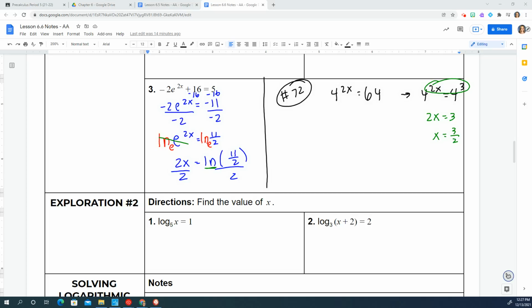Or you can use logs. So I could take log base 4 of both sides. If this makes more sense to you, because you like step-by-step algebra solving techniques, this works. You can take log base 4 of both sides. That would undo that. We get 2x. Now we technically don't need our calculator for this. This is asking, 4 to what power gives me 64? That's 3. Or use a calculator if you need to. You get 3 halves.